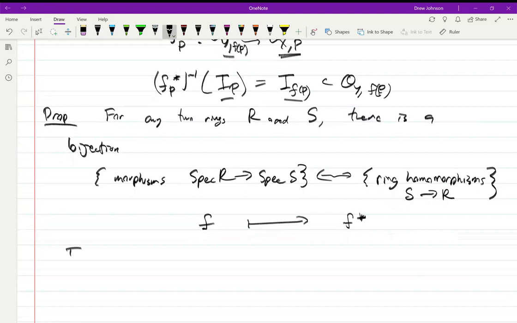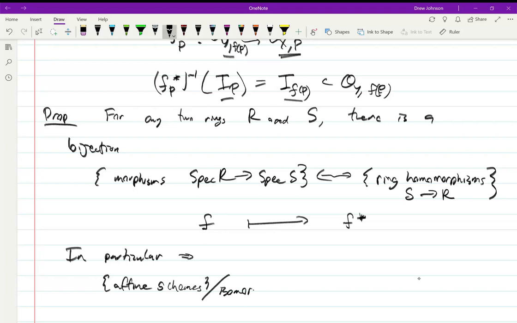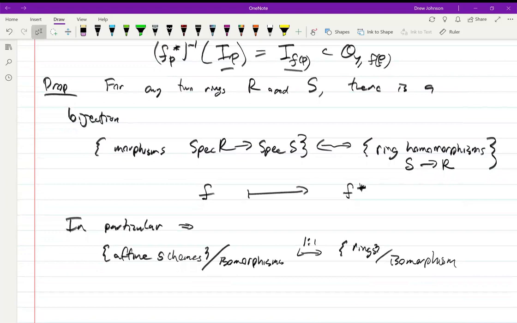And in particular, this implies that we have a bijection between affine schemes modulo isomorphisms and rings modulo isomorphisms. So if you like category theory, this second part here is really saying there's an equivalence of categories between affine schemes and rings. Or maybe you need to take the opposite category once because the morphisms switch directions. You went from R to S here and S to R here. So if you just make that change, then there's an equivalence of categories here.